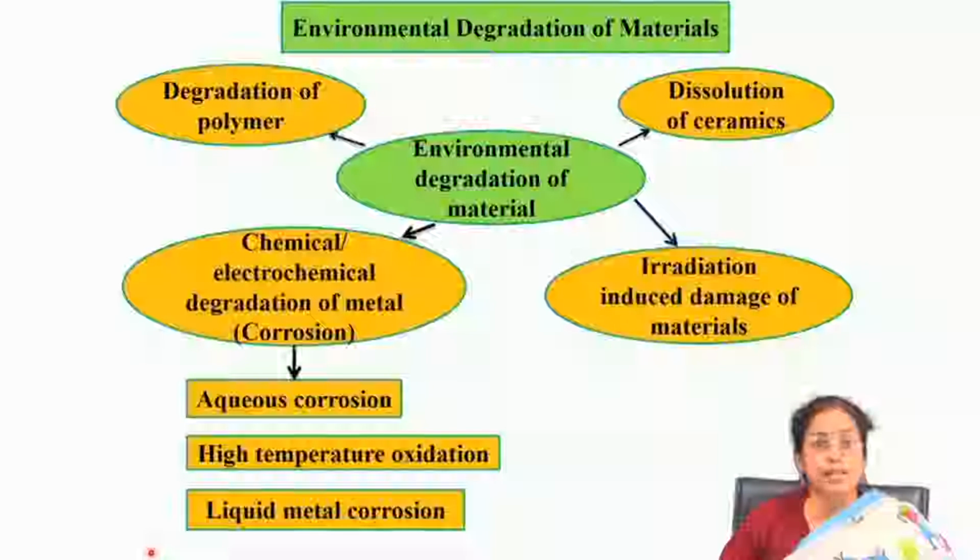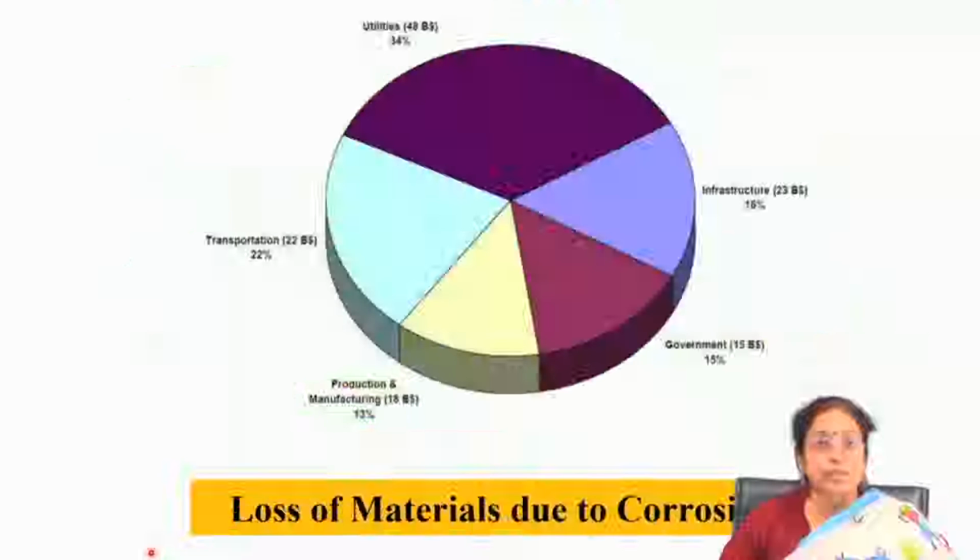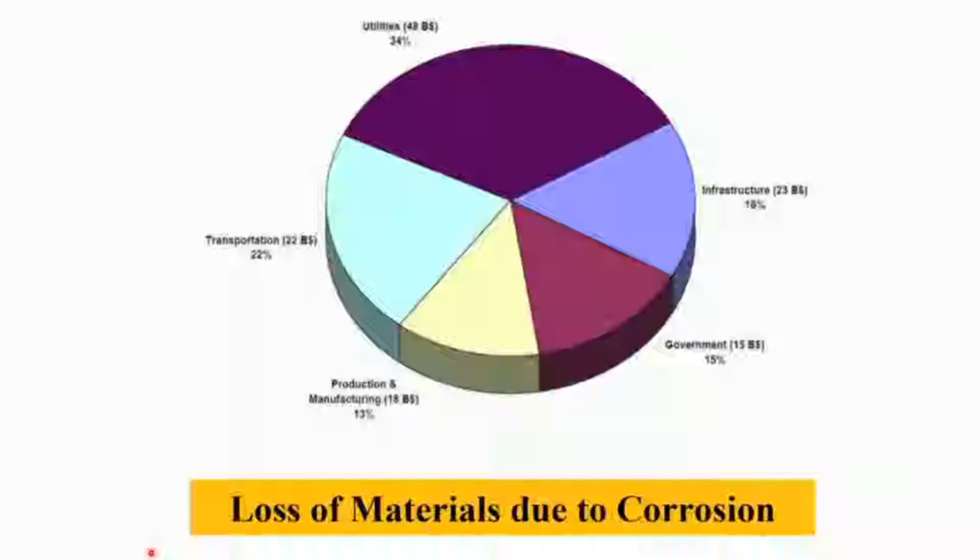In the next few slides, I will briefly discuss different types of corrosion which metallic materials usually face. Now, if you quickly go through the loss of materials because of corrosion, you will find there are different sectors where different types of damages occur by corrosion. If you quickly go through different sectors, in the utilities sector it is 34%, infrastructure 16%, government sector 15%, production and manufacturing sector 13%, and in the transportation sector it is 22%.